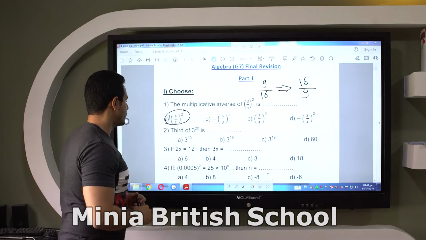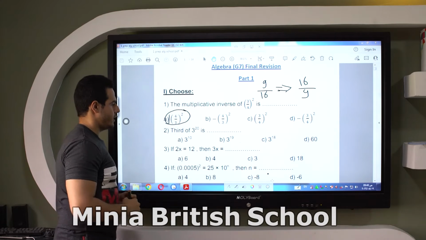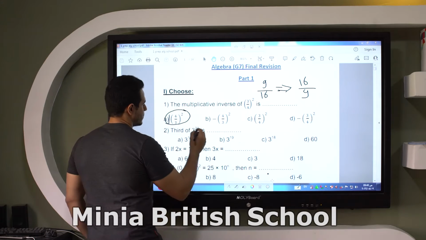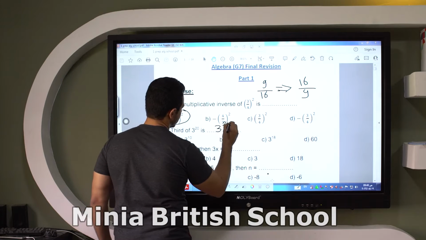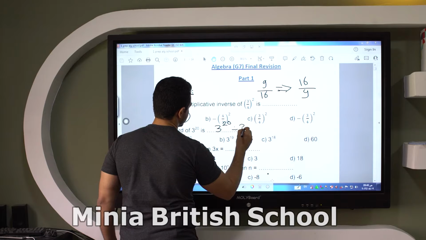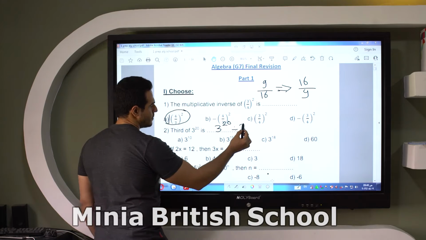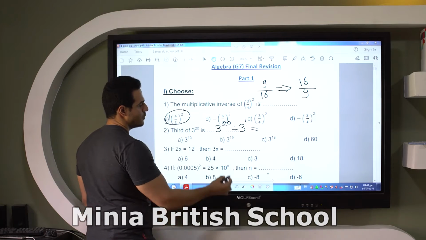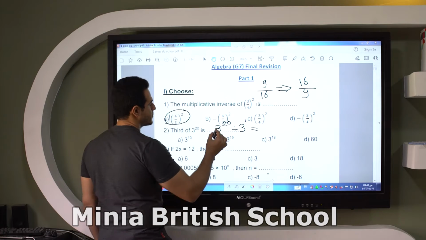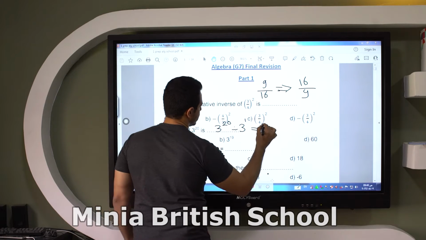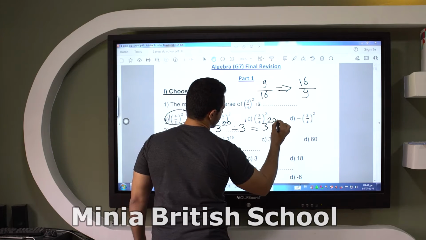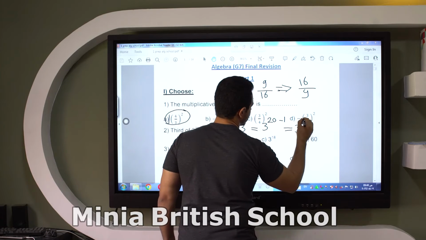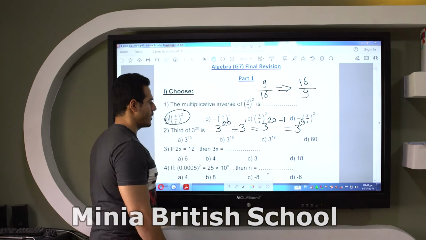Okay? Number 2, third of 3 power 20. Third of any number, we divide it by 3. So 3 power 20 divided by 3. Now 3 power 1, and we have the same base between them in division, so we subtract the powers, so it will be 3 power 20 minus 1 equals 3 power 19.